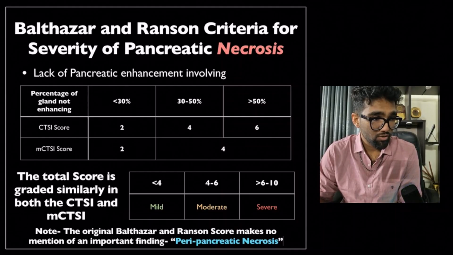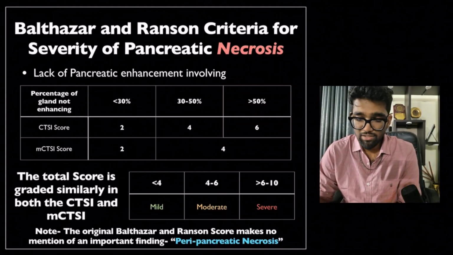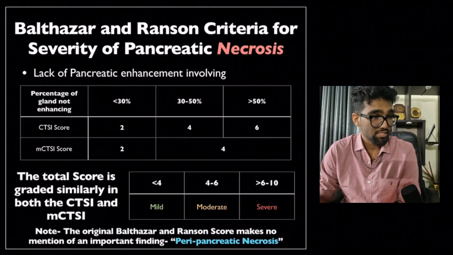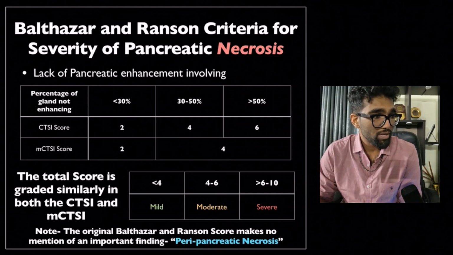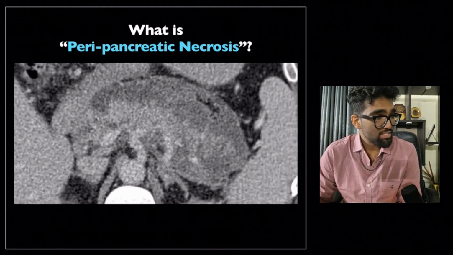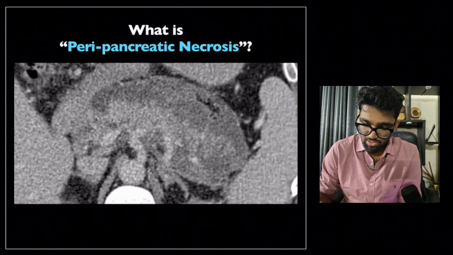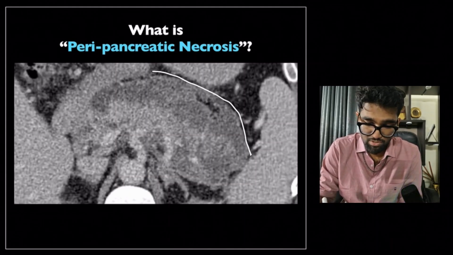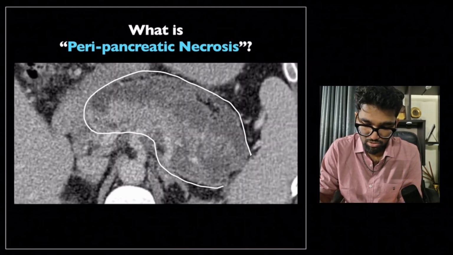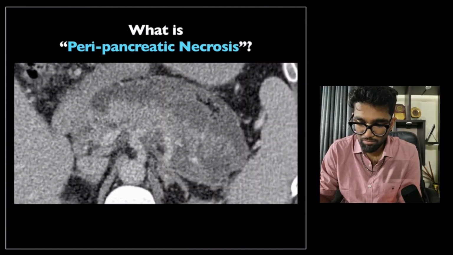Now, importantly, you have to understand that the original CT severity index, that is the Balthazar and Ranson score, makes no mention of the very important finding of peripancreatic necrosis. So let's see what this essentially means. What is peripancreatic necrosis? You can see in this particular section what is visible is this entire structure. So let's get our anatomical bearings clear.